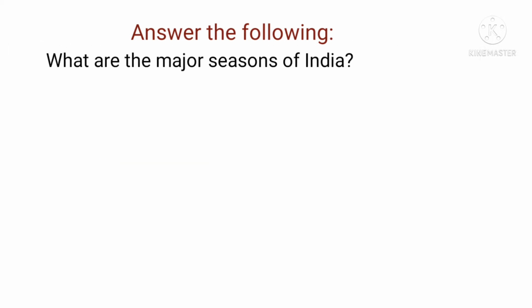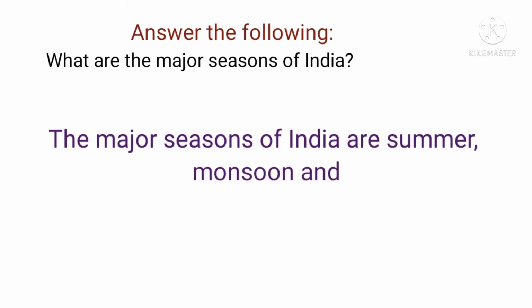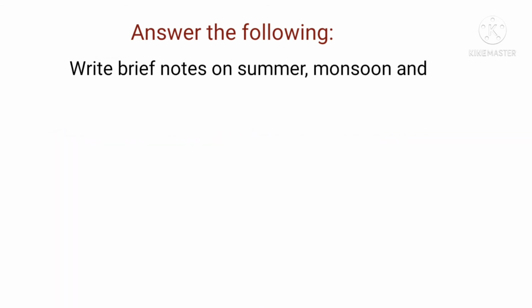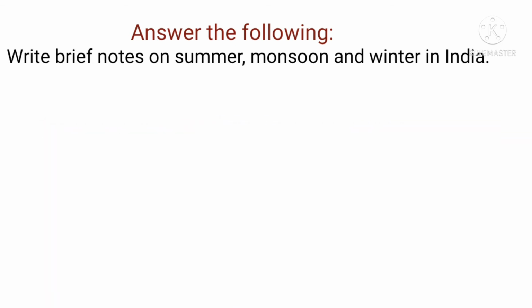What are the major seasons of India? Yes, the major seasons of India are summer, monsoon and winter. Write brief notes on summer, monsoon and winter in India.